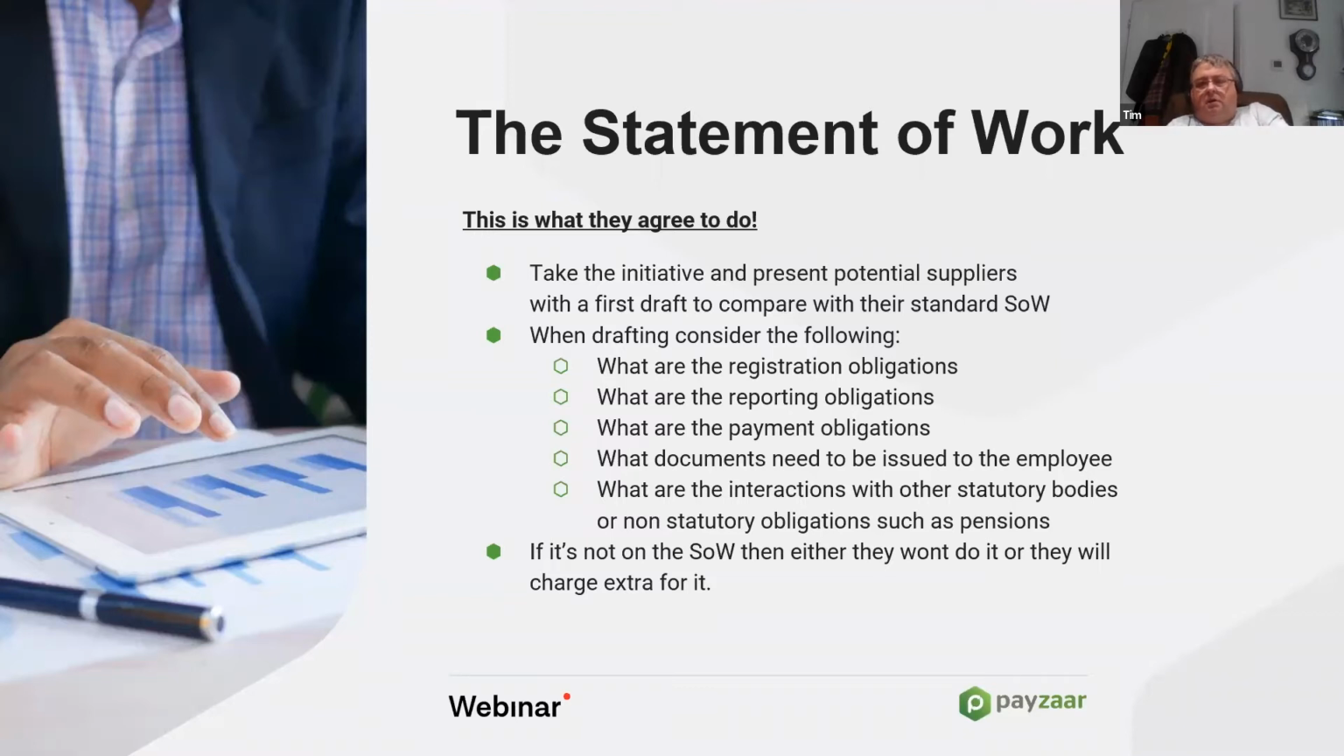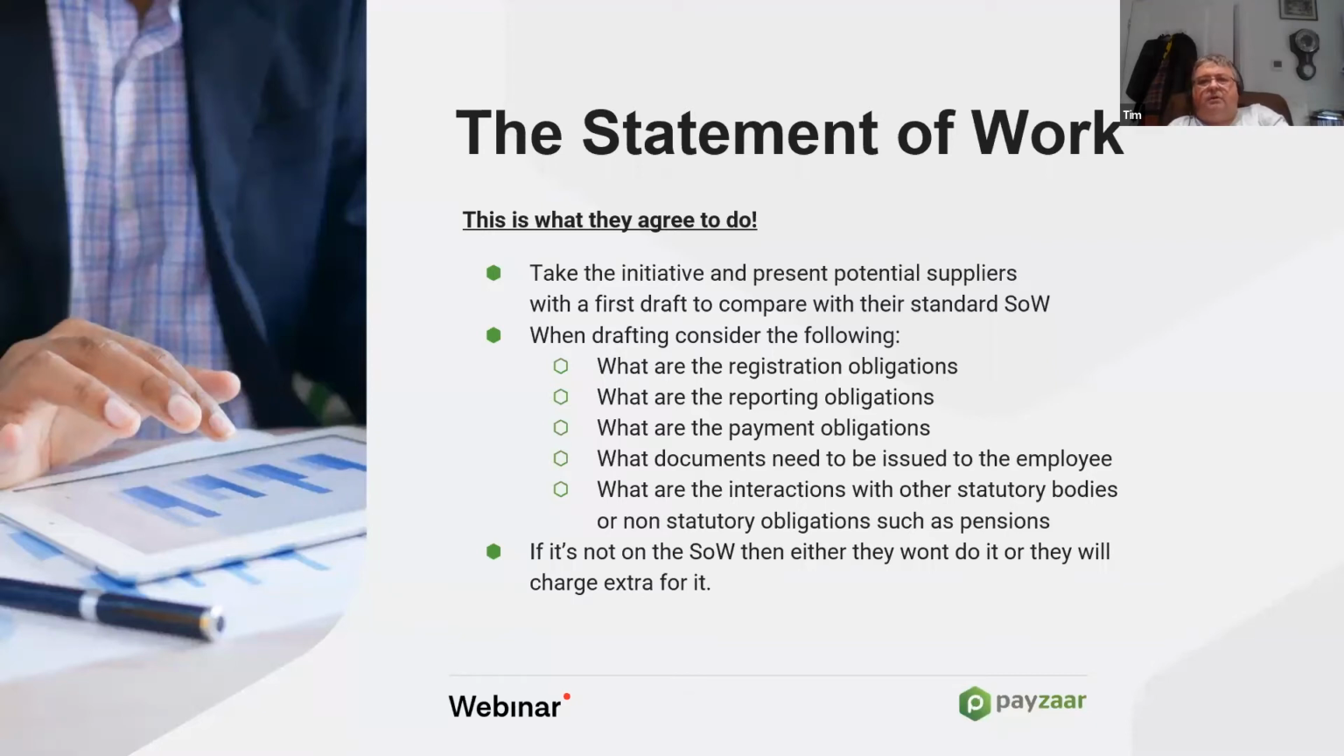Often, clients will simply wait to be handed a standard statement of work from the potential provider. But I actually think it's a good idea to take the initiative and draft up your own statement of work, and really present that to suppliers for comparison with their standard statement of work. When you're working out that draft, it only needs to be a simple bullet form document. We're not looking at the absolute detail that will go into the final version at this stage.